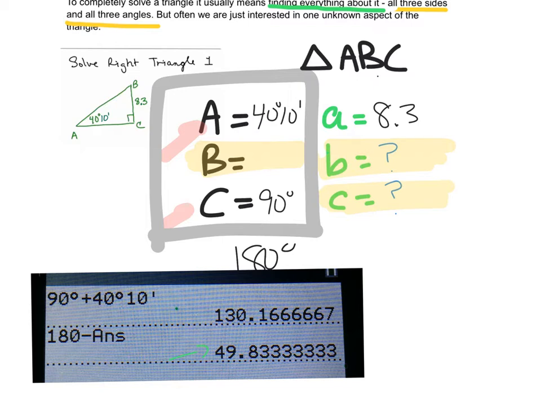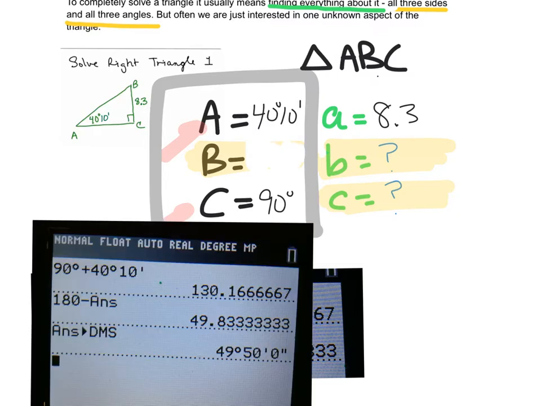And that's going to give me that the missing angle is going to be 49.83 degrees. So I did on my calculator 180, I'm in degree mode, minus the previous answer, which is the second button followed by the negative button. Now what I'm going to have to do, since it's an angle, is I'm going to have to DMS that angle to get my degrees and minutes. So here it turns out that angle B is 49 degrees and 50 minutes.